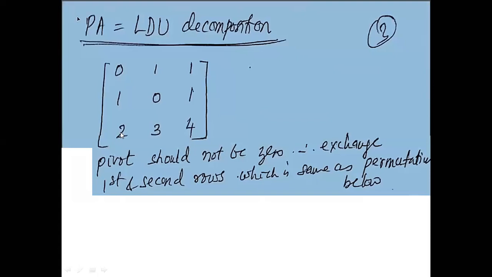So this is the matrix A which is given to us: 0, 1, 1, 1, 0, 1, 2, 3, 4. Now we cannot do anything with this matrix because the very first pivot, or very first component, is 0. And you know that to find the pivot, I need to find the first non-zero entry. So the pivot cannot be 0. That means this component, which is the first component of the first row, should not be 0. So what do we do in this case?